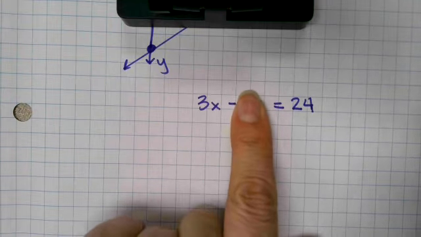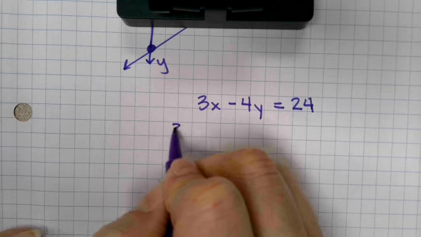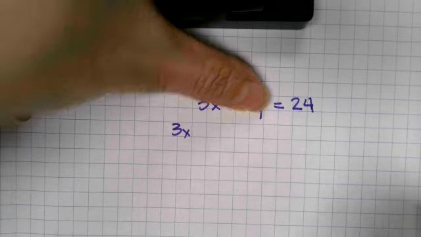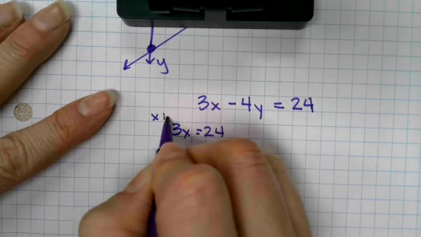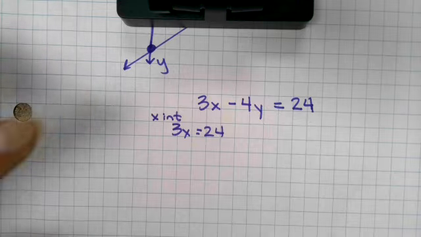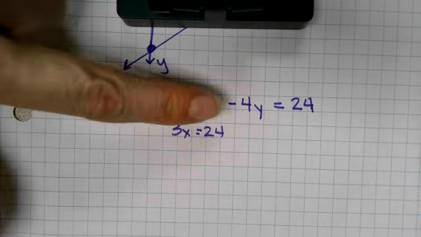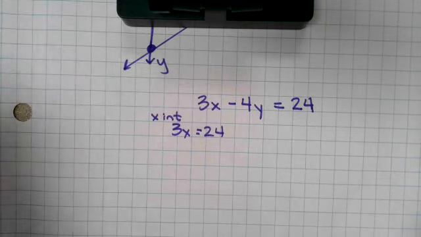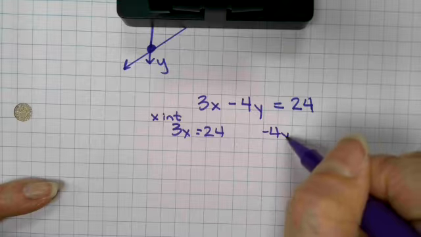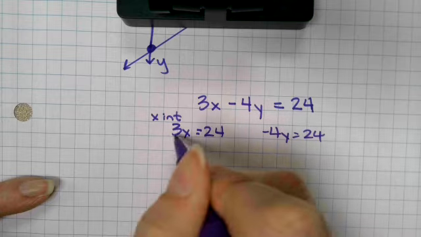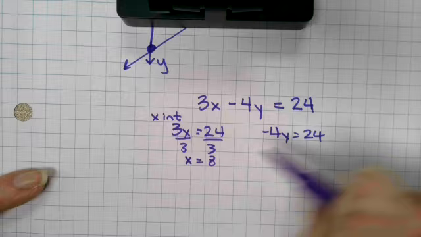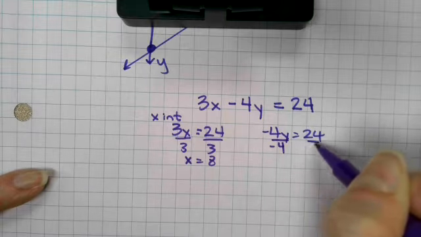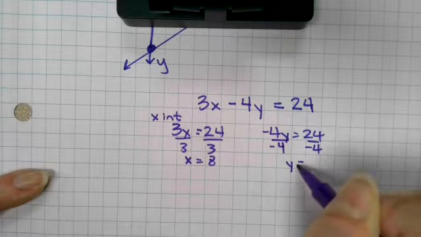Covering up is like plugging in 0 for y. So I get 3x, I zero out y, equals 24. This is going to give me my x-intercept because x is still there. When I want to find my y-intercept, I zero out x, I cover it up, and I get -4y equals 24. You divide. My x-intercept is 8, and my y-intercept is -6.